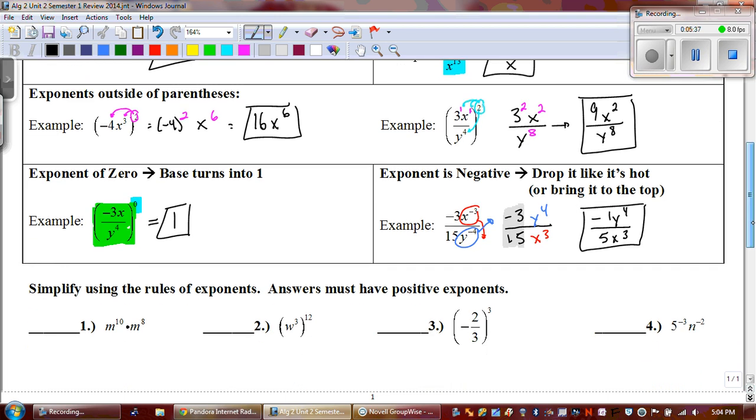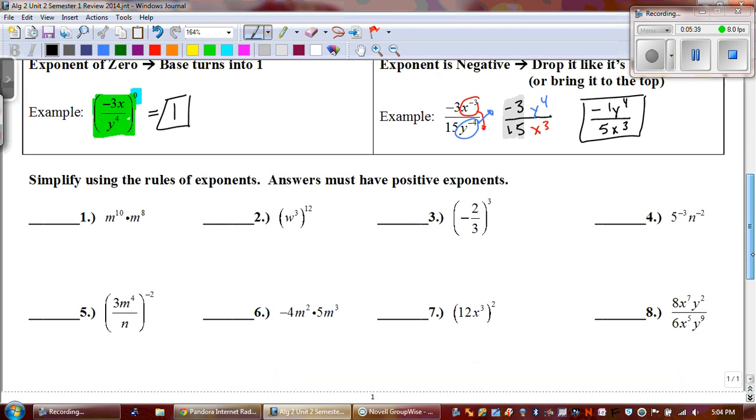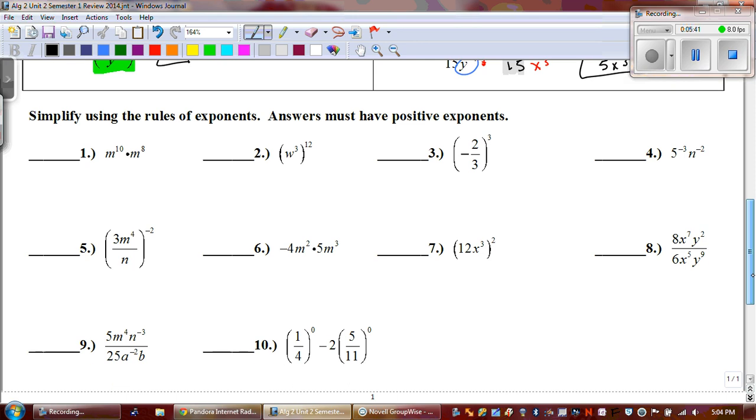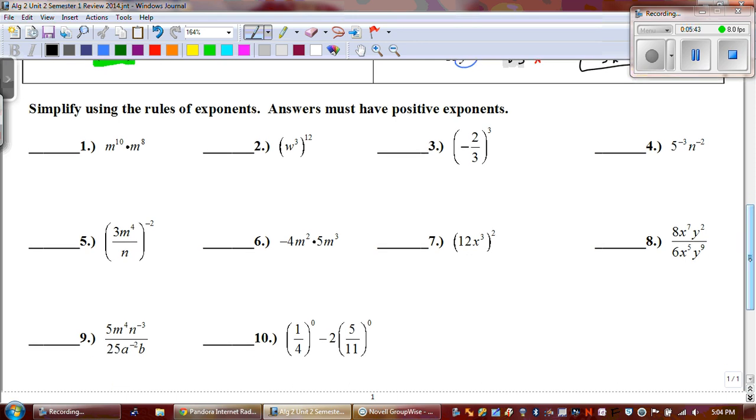All right, there's the top half. Now let's see if we can follow some of these rules. Okay, simplify using the rules of exponents. Answers must have positive exponents. Okay, do you hear that, guys? Only positive exponents. Our first rule, we're multiplying, we have the same base, so we just add the numbers. We have m to the 18th.